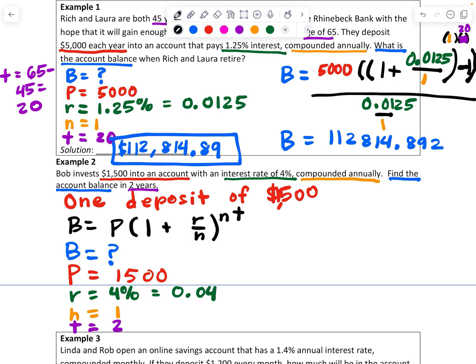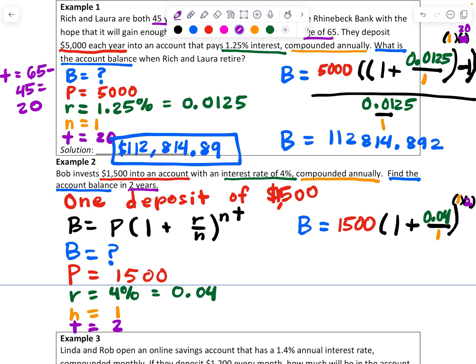Okay, so now if I plug into this formula, I'm going to have B equals P, which is 1,500 times 1. Remember that 1 is always there, plus the fraction. R goes in the top, 0.04 over N, which is 1. Close the parenthesis, and then my exponent is going to be N times T. N, remember, was 1, and T is 2. So this will be 1 times 2 in my parentheses.